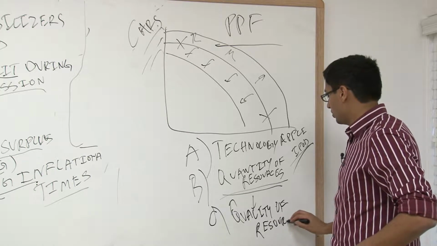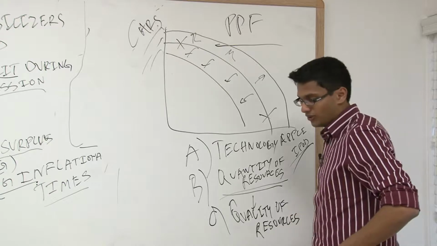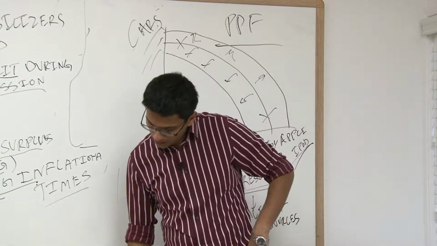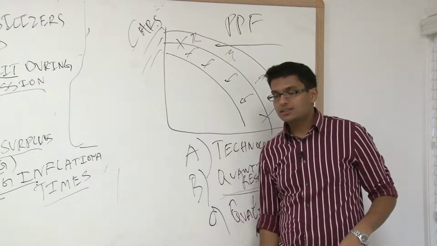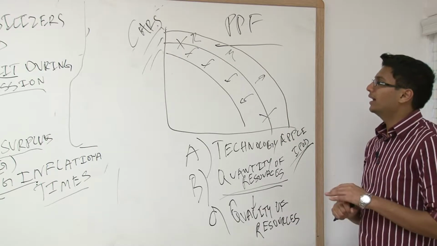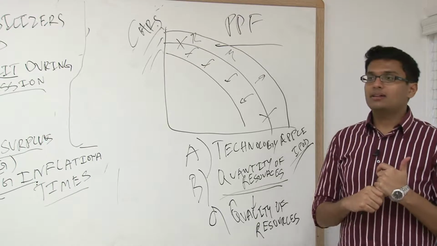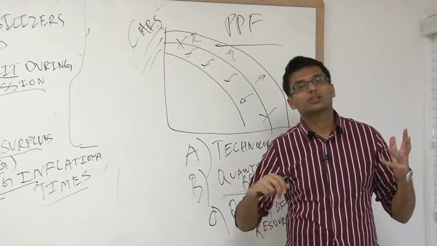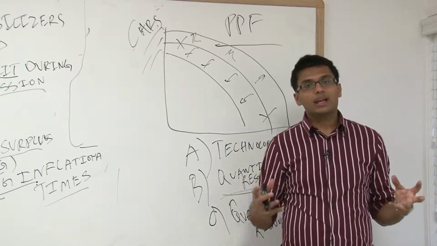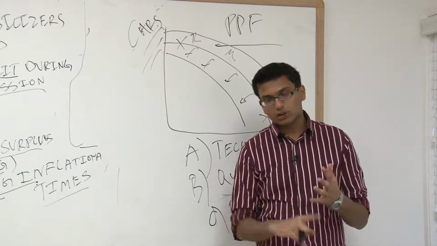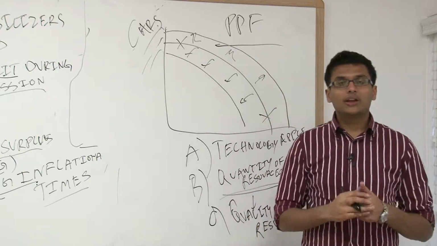What do we mean by the quality of resources? So let's say I am Ford Motor Company and I make cars, and I have, let's say, about 20,000 employees in a factory. And we make all sorts of cars. You've got small cars, medium cars, large cars.